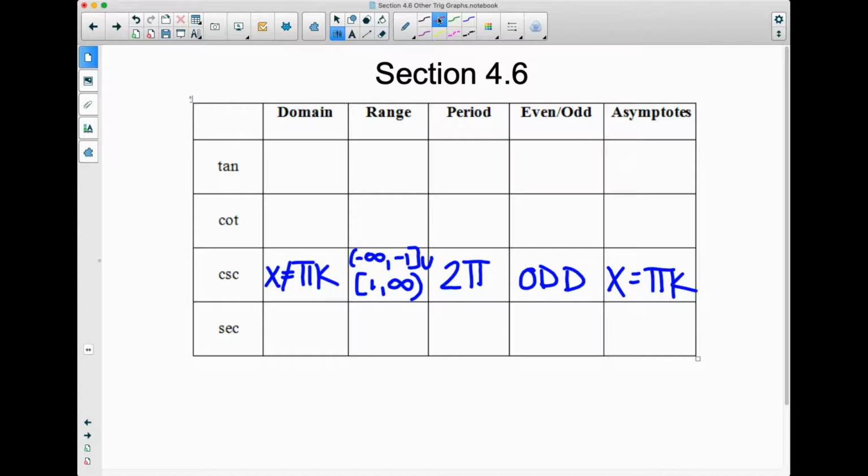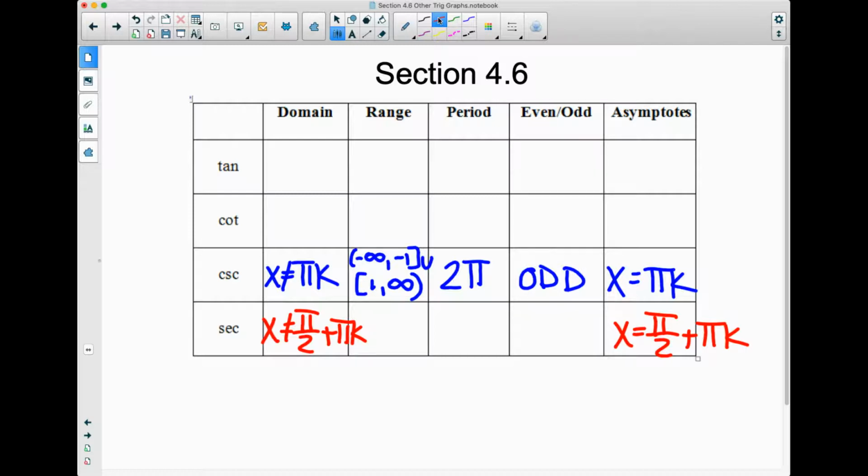I'm going to say pi over 2, but then plus every pi k after that. So pi over 2, then I add pi to get to my next one, then I add another pi to get to my next one, and another pi to get to my next one. And that's, of course, our asymptotes as well. I can't remember if they use n instead of k in the book, but again, it's just a variable. I can't use x again because that is what our domain is.